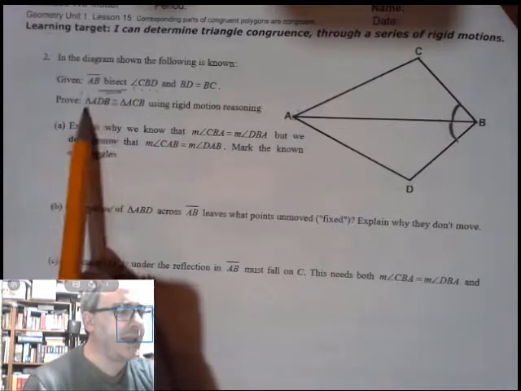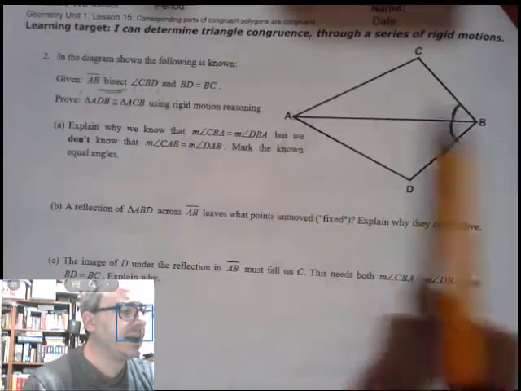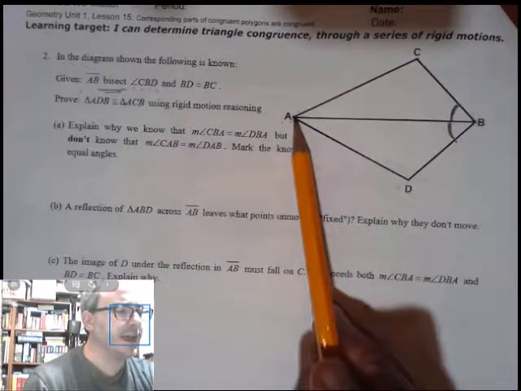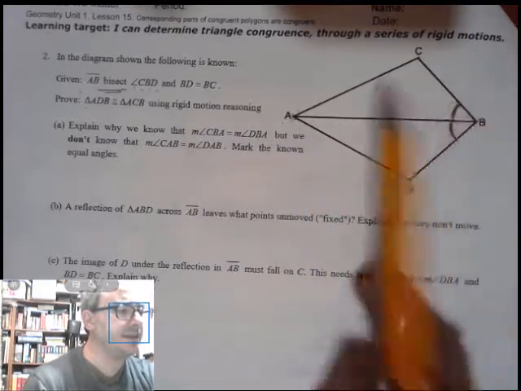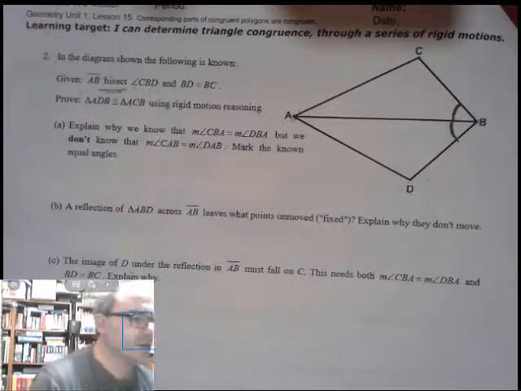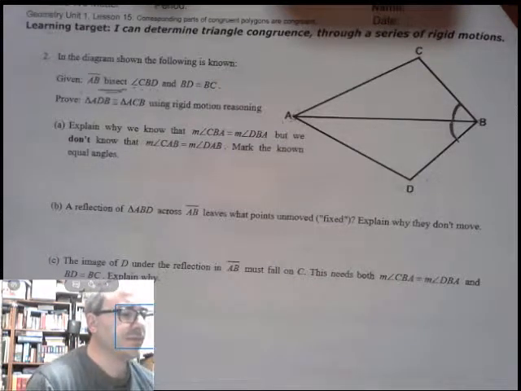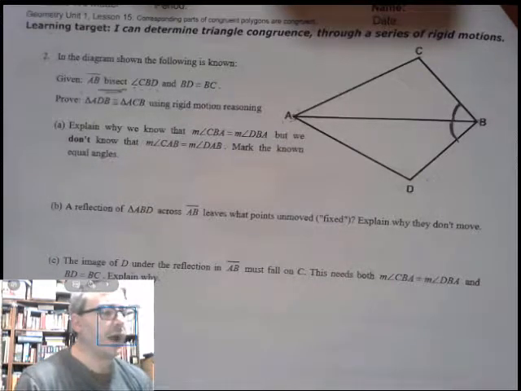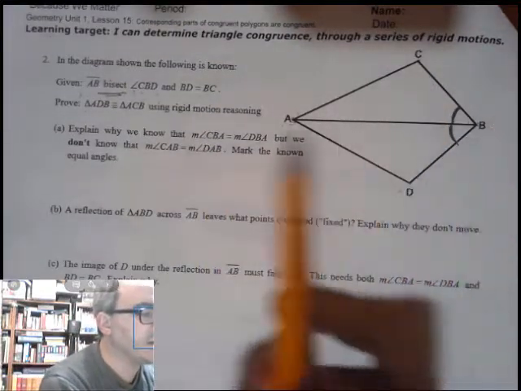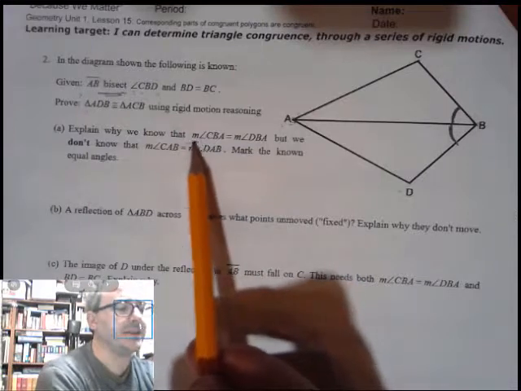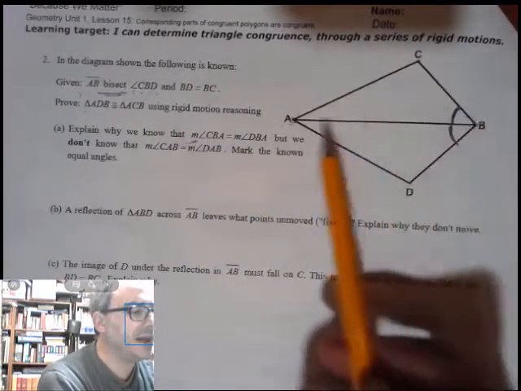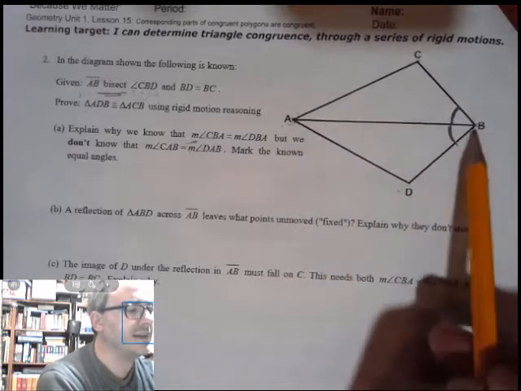Prove that triangle ABD is congruent to triangle ACB, using rigid motion reasoning. Okay, so first step, explain why we know that the measure of angle CBA is congruent to angle DBA.